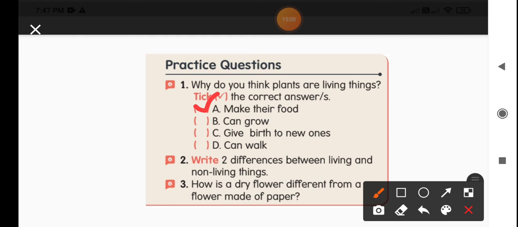And now see the second one. Write two differences between living and non-living things. We discussed many differences. Out of that, any two differences, as you wish, write in your notebook, children. And third one, how is a dry flower different from a flower made of paper? Dry flower, in the beginning, it's a living thing. Now, after drying, it became non-living. Whereas paper flower, from the beginning, it's a non-living thing.